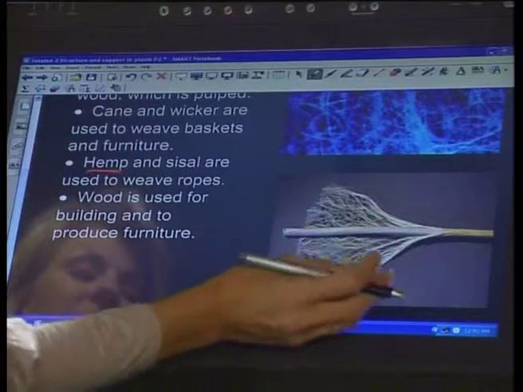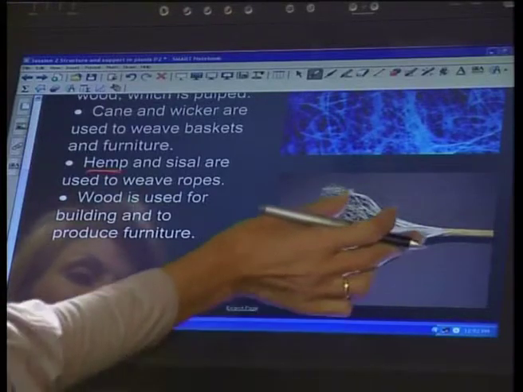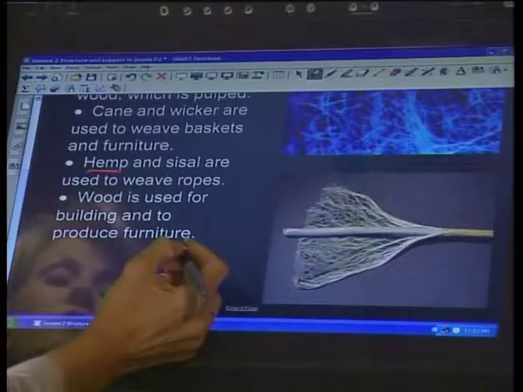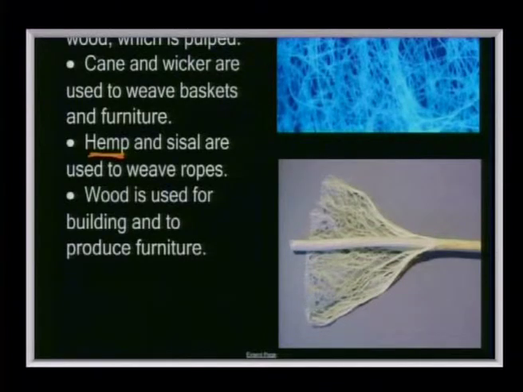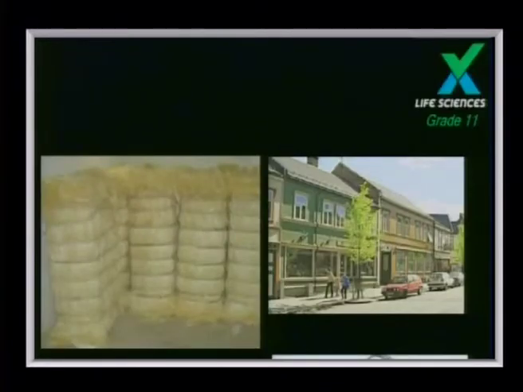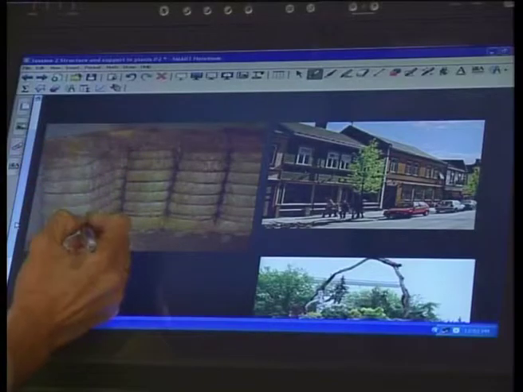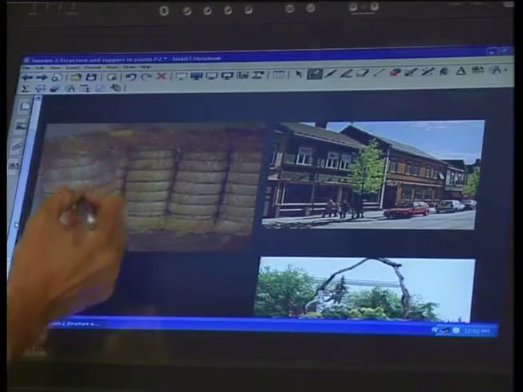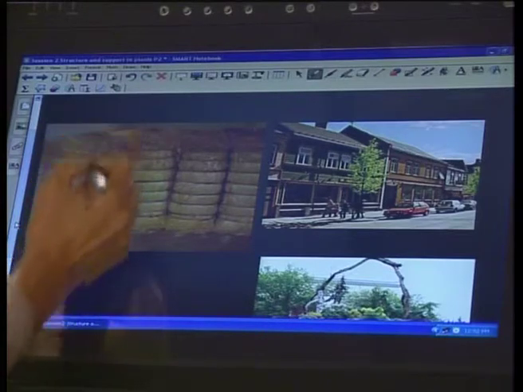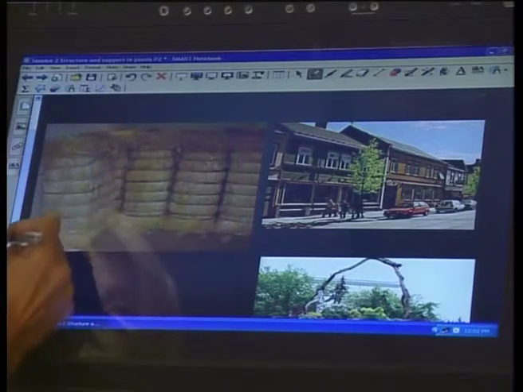And if you unpeel it like that, look at this. This is what they end up making rope out of. And then wood is used for buildings and for furniture. I mean, clearly. Look at these bundles. These are bundles of sisal, and that's used to make ropes. So there's your sisal, big bales of sisal.